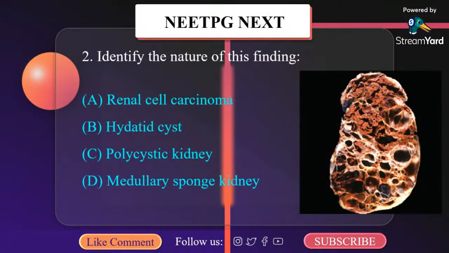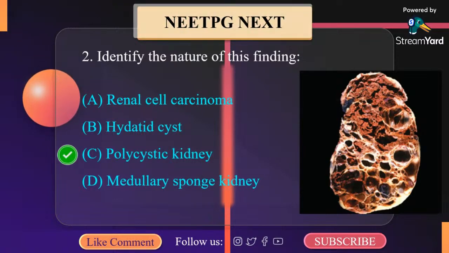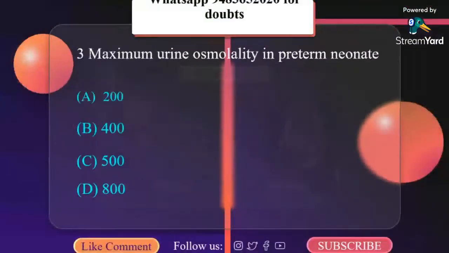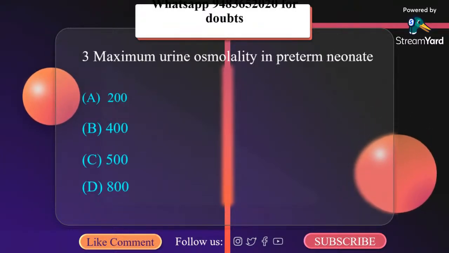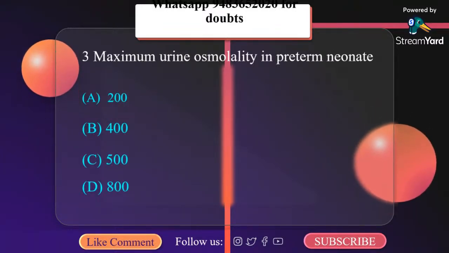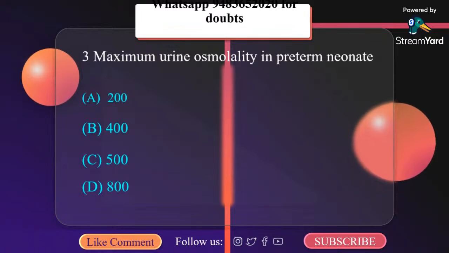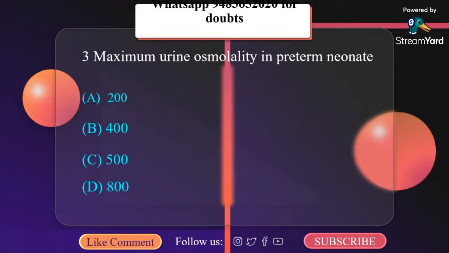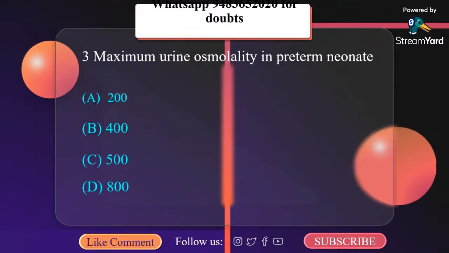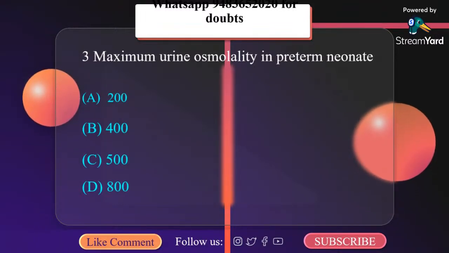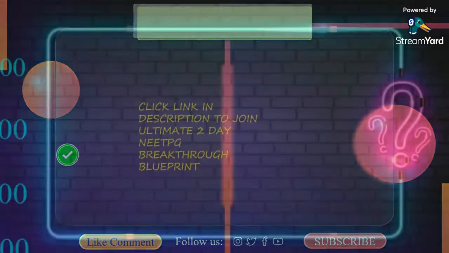Identify the nature of this finding. A. Renal cell carcinoma, B. Hepatitis, C. Polycystic kidney. Well, you can see clearly it is a polycystic kidney. So the correct option here is C. Polycystic kidney. Maximum urine osmolality in a preterm neonate is A. 200, B. 400, C. 500, D. 800. Premature infants have even more limited capacity to concentrate their urine than those born at term, with a maximum urine osmolality of 500 milliosmol per kg of water. So the correct answer is C.